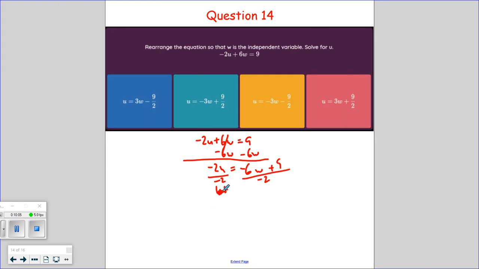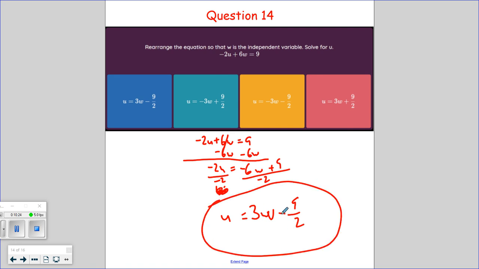Let's make this a little more roomy. So negative 6 divided by negative 2 is positive 3w, right? And positive 9 divided by negative 2 is negative 9 over 2. So I get u equals 3w minus 9 over 2. It's right there. So all I did is rearrange the equation and solve for u.